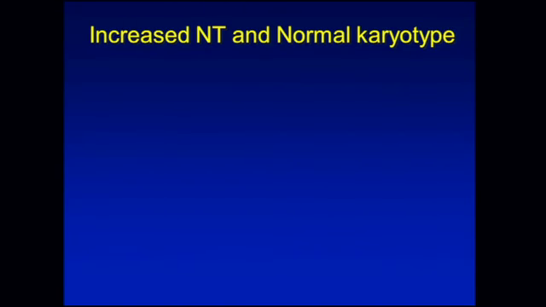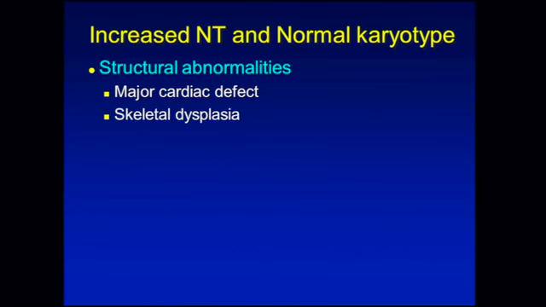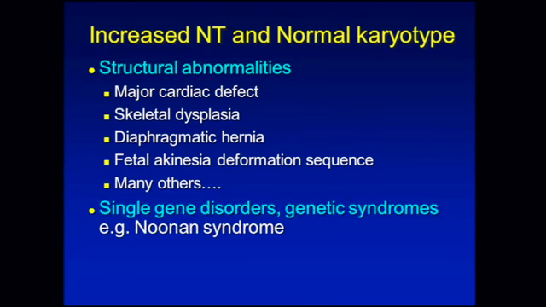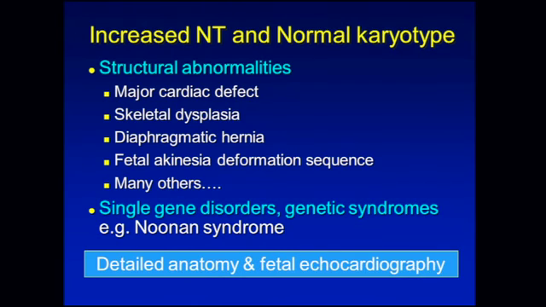So when we see increased NT, especially with normal karyotype, we would do a detailed anatomic scan to look for fetal structural abnormalities, including major cardiac defects, skeletal dysplasia, diaphragmatic hernia, fetal akinesia deformation sequence, and many other abnormalities, as well as single gene disorders and genetic syndromes such as Noonan syndrome. So an increased NT is an indication for a detailed anatomic scan and fetal echocardiography.